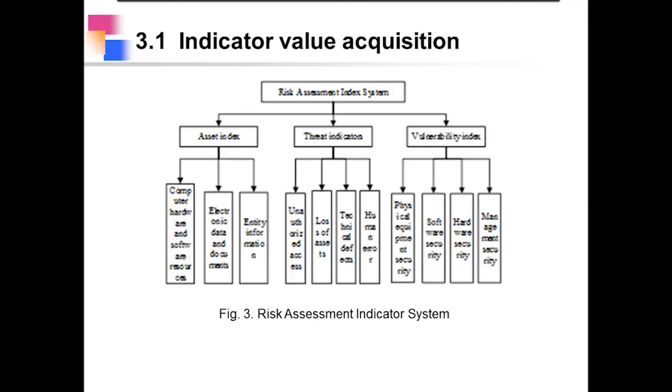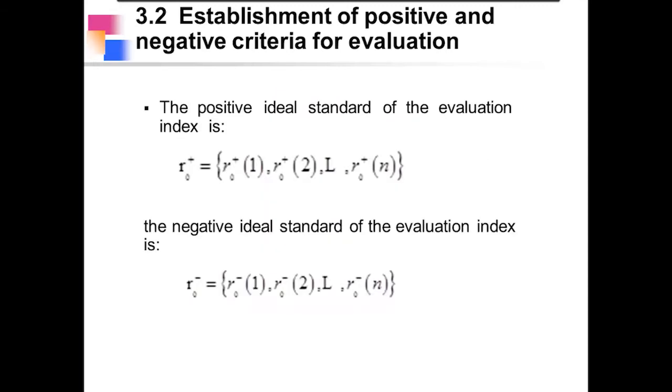First of the three parts, indicator value acquisition. The following chart is the risk assessment indicator system. The second, establishment of positive and negative criteria for evaluation. The positive ideal standard of the evaluation index is as follows. The negative ideal standard of the evaluation index is as follows.